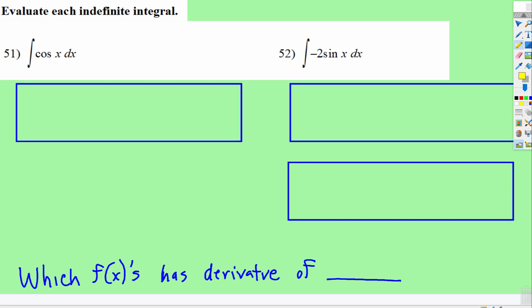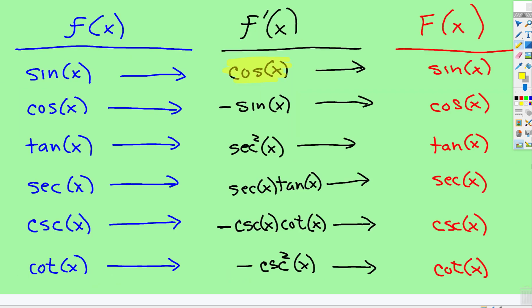Okay, so now we're finding the antiderivatives or the indefinite integral of trig functions. One thing you might want to do is have handy the list of, so here's the original parent function, and then here's the derivative of each of those parent functions. And then remember, when you find the integral, you look at whose function.